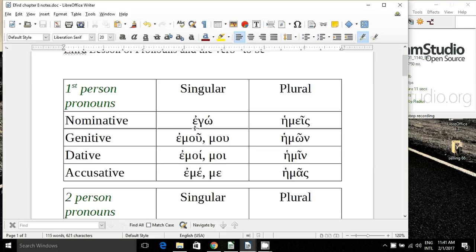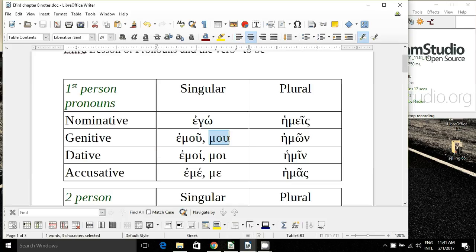The nominative ego means I. Then emou, or just mou; notice that it does not have an accent. That's called an enclitic. We'll talk about enclitics down here in a minute. So, ego, emou, emoi, eme. This is I. Of me, genitive, or it could be my, obviously. Of me also means my in English. Dative, to me or for me. And then the accusative, me. And then the plural, hemeis, hemon, hemin, hemas, is we, of us or our, to or for us, and us.